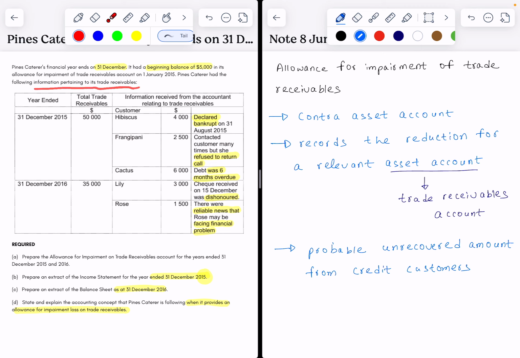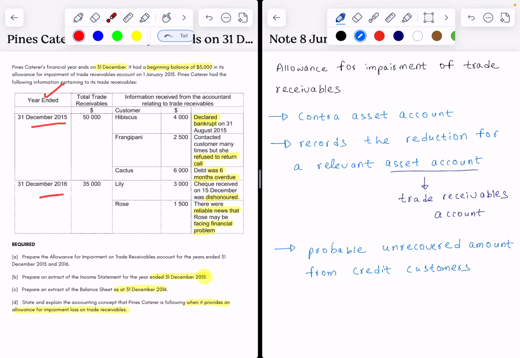So based on the first paragraph, we understand that we are working with a business where the financial year starts on 1 January and ends on 31 December. And we are given an opening balance of $5,000 for our allowance for impairment of trade receivables account. Here we have got some information for 2 financial years ending 31 December 2015 and 31 December 2016.